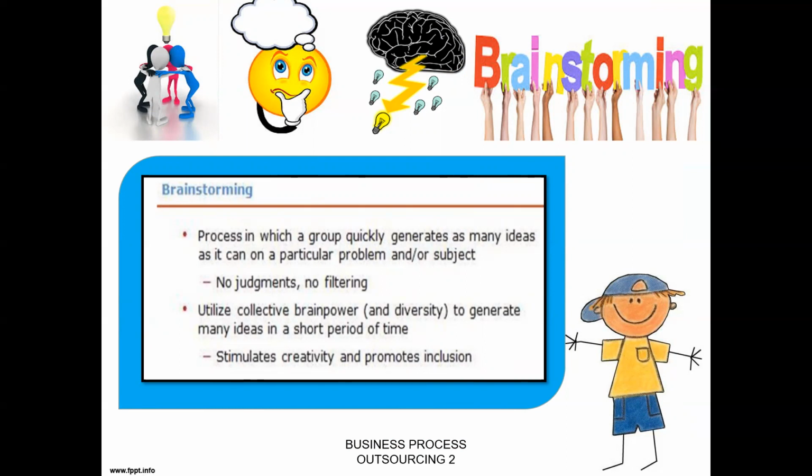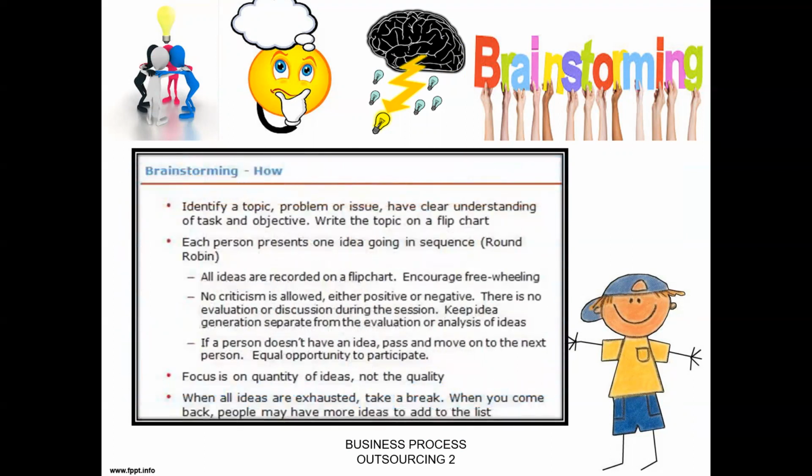So this actually stimulates creativity and promotes inclusion. In your group, you can brainstorm the causes of the problem that you have chosen, or the problem that is happening in your life. So brainstorming, how? Identify a topic. Write your problem on a flip chart or on your paper. Each person presents one idea, round robin, from Maria to Paul to whoever, and then back to Maria. All ideas are recorded on a flip chart or on paper.